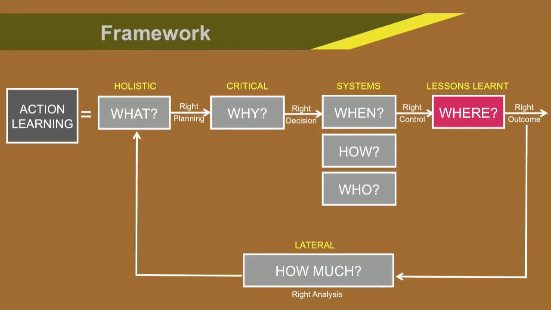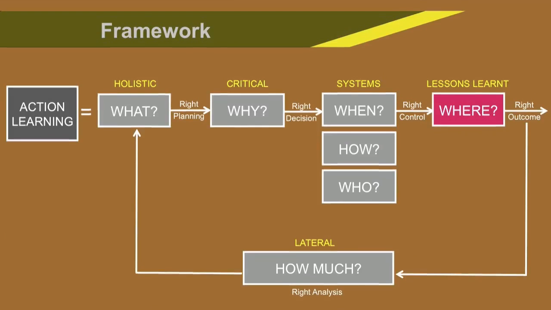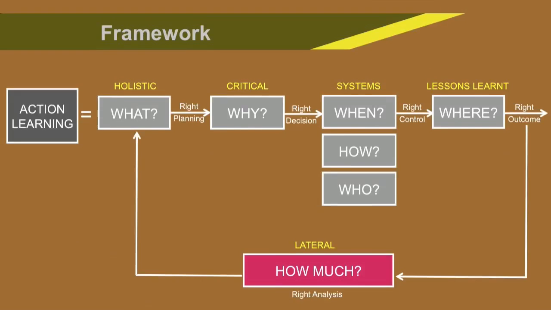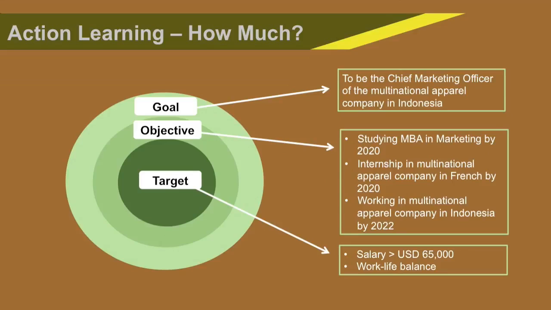The next one is where. In this section, I'm going to analyze where goes right and where goes wrong, where self-development is a transformation process. Therefore, it is important to prepare a contingency plan in case something goes wrong. And the last one is how much. In this section, I'm going to use the GOT diagram. My goal is to be the Chief Marketing Officer of a multinational apparel company in Indonesia.